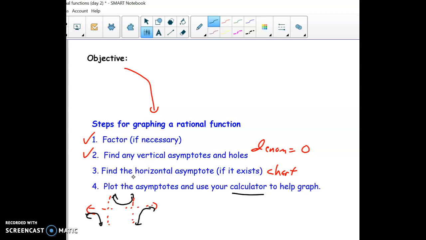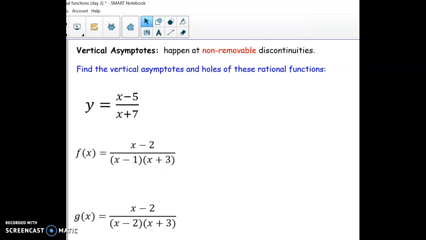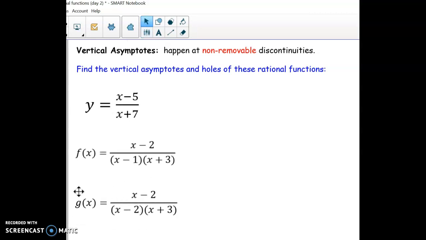Okay, and so we've already done vertical. So today, one of the main things we're going to do is talk about how you find that horizontal asymptote. Okay, so first, before we get to that, let's review the vertical asymptote. So here are 3 examples, and see if you can figure out if it has vertical asymptotes or holes in any of these graphs. So pause the video and see if you can remember how to do that.